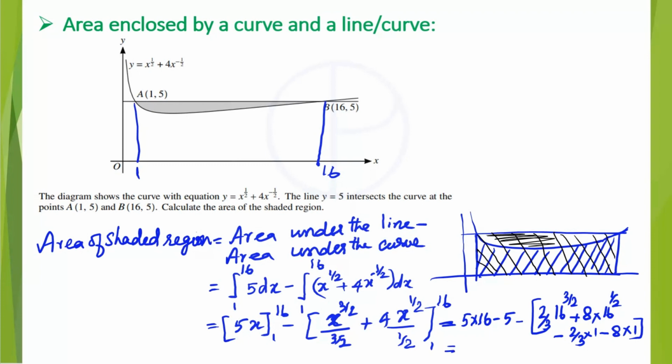So on simplification, this expression gives 9. So the area of the shaded region is 9. And this question is from paper 13 MJ 2022. Okay. And these are some of the area under the curve questions from the recent past papers.